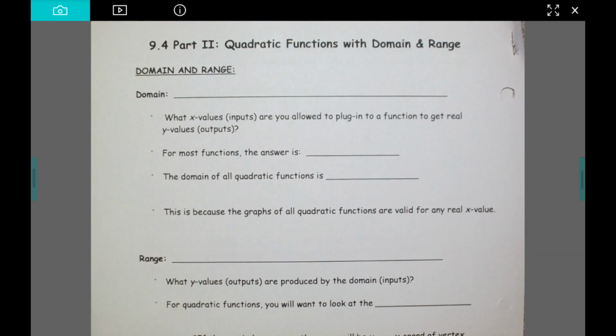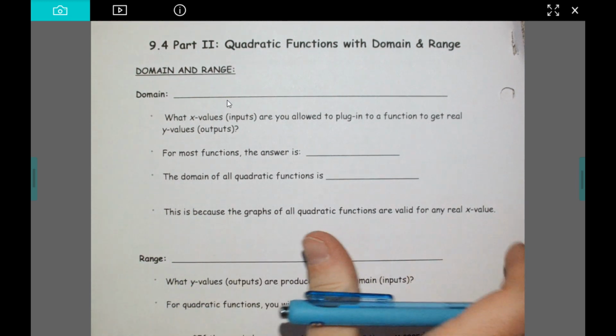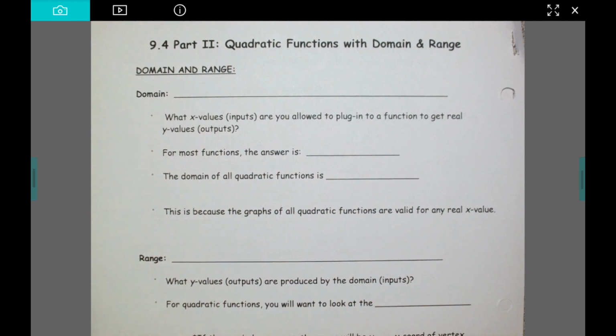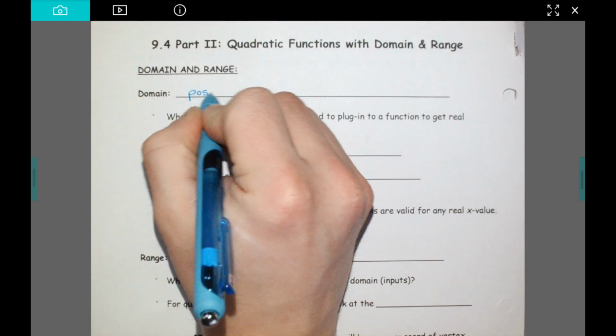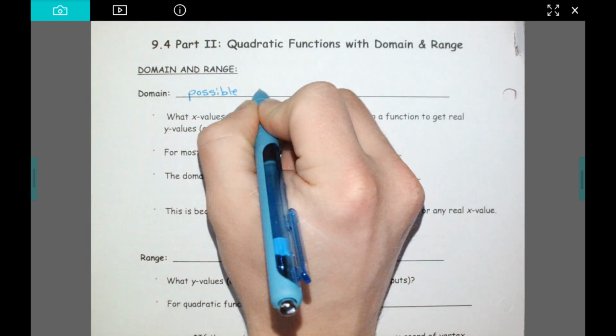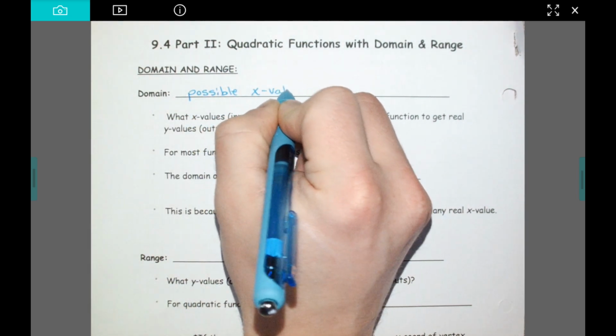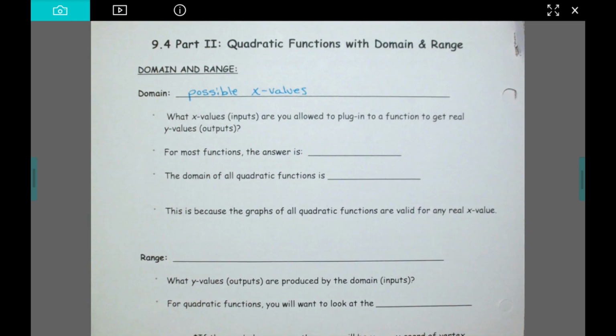All right, in this section, we're going to look at a couple new things. First off, being domain and range. So whenever you're asked to find the domain of a function, we are looking at the possible x values. Okay, so these are the possible x values that we can actually plug into the function.